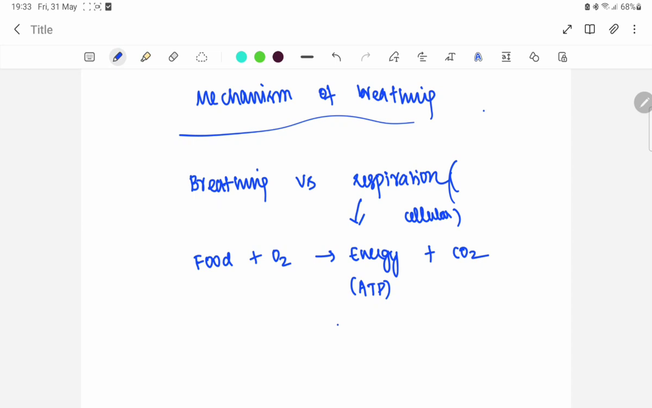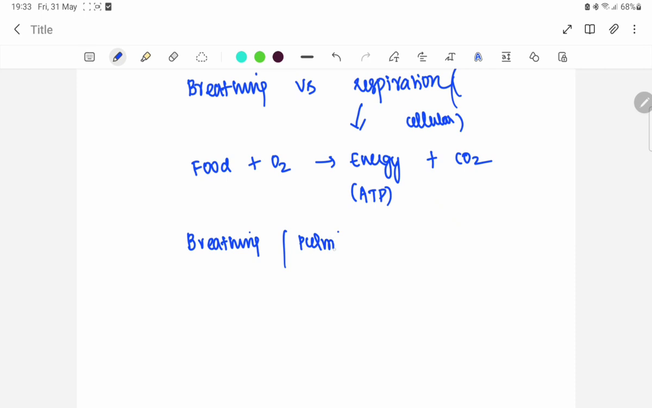So what is breathing? Breathing is also called pulmonary ventilation. It includes two processes, as we all know: inspiration and expiration. So now we are going to see the mechanism of breathing.